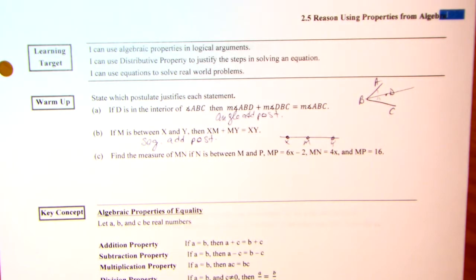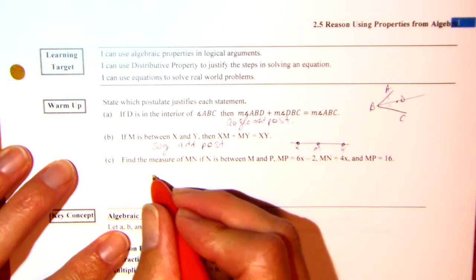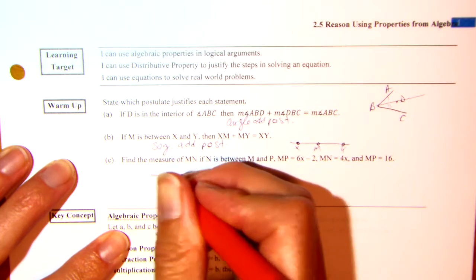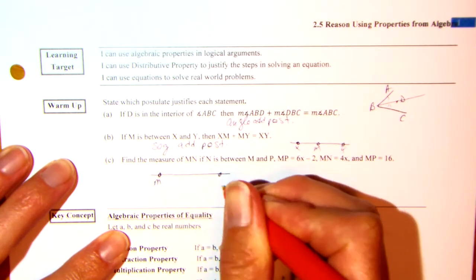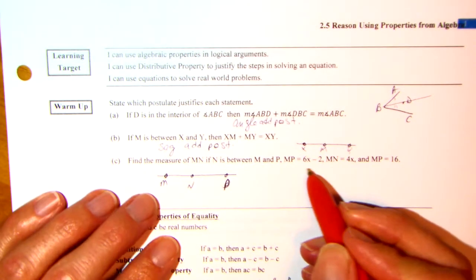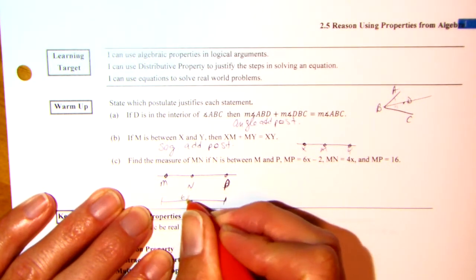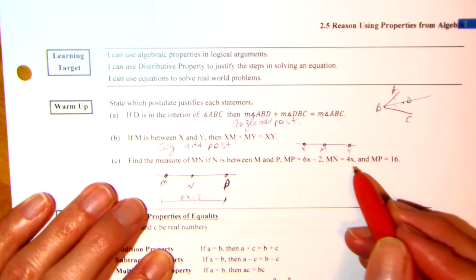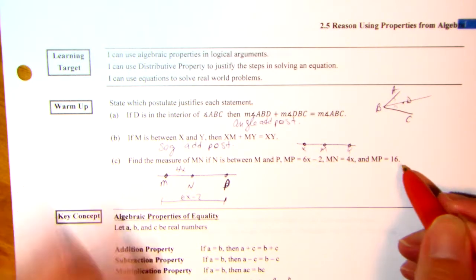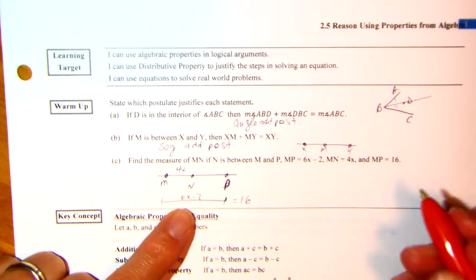Find the measure of MN if N is between M and P. Okay, N is between M and P, so we'll put M here, P here, and N here. MP, that's the whole length, is 6x minus 2. And MN is 4x. And MP equals 16. And we're looking for MN.